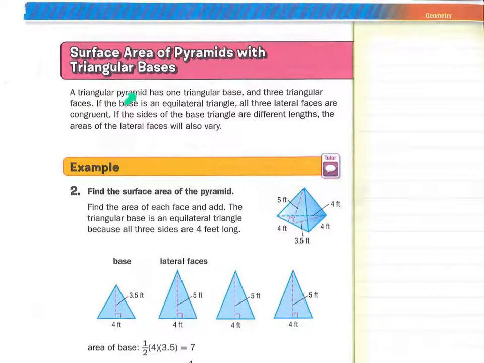A triangular pyramid has 1 triangular base and 3 triangular faces. If the base is an equilateral triangle, all 3 lateral faces are congruent, which means the same. If the sides of the base triangle are different lengths, the areas of the lateral faces will also vary, or be different. So we just finished doing the surface area of a square pyramid. Now we're going to do a triangular pyramid.